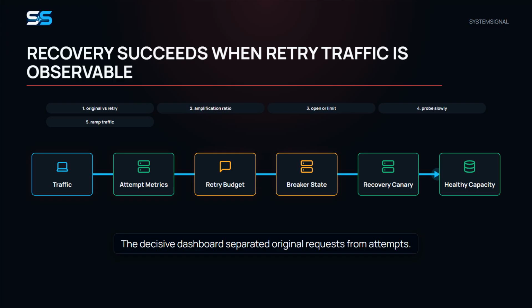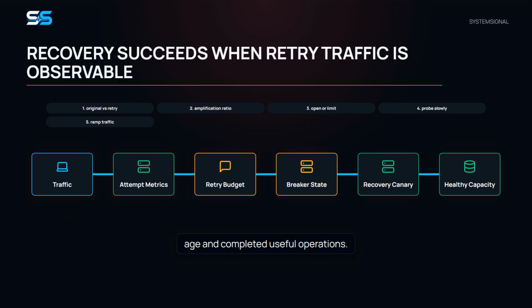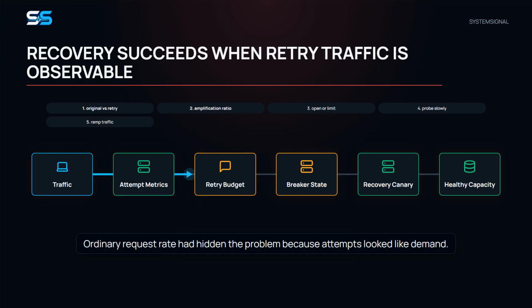The decisive dashboard separated original requests from attempts. It showed amplification ratio, retry budget consumption, remaining deadline, circuit state, connection pool wait time, queue age, and completed useful operations. Ordinary request rate had hidden the problem because attempts looked like demand.